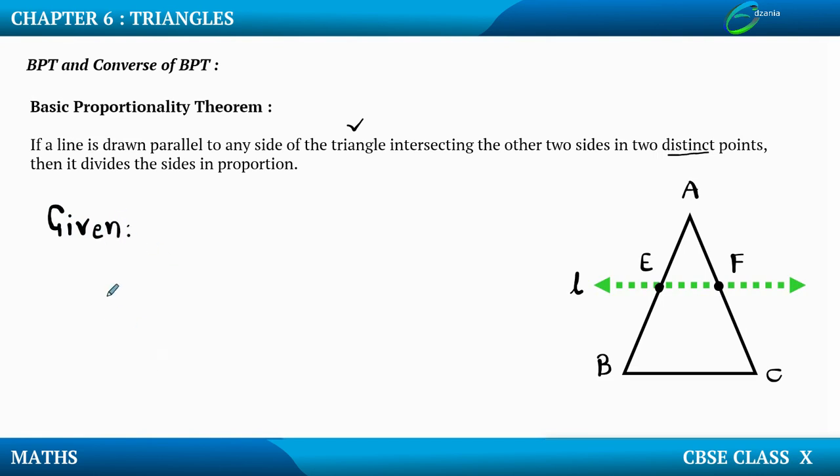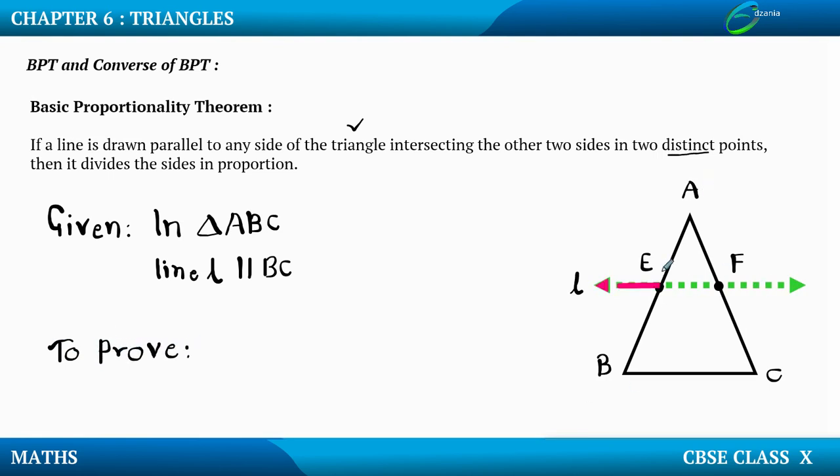So what's given over here? It is given that in triangle ABC, line L is parallel to BC. So line L and BC are parallel. Given, you can say. Now what we are supposed to prove. We will write down, to prove that this line L divides AB and AC in proportion.